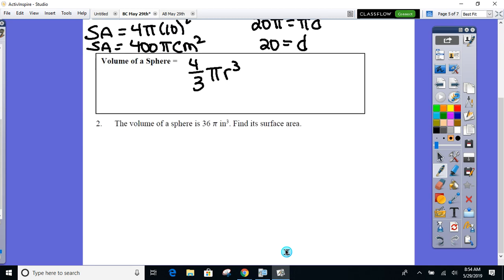These are my favorites. I'll give you the volume, you find the surface area. Again, surface area formula, 4 pi r squared. I need the r value, need the radius length. So let's go to the volume formula, 4/3 pi r cubed. Plug in that 36 pi for your volume.